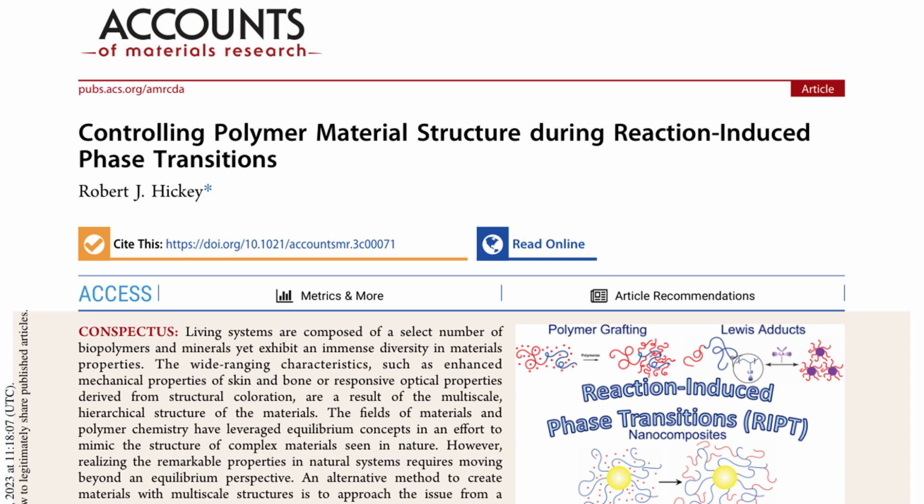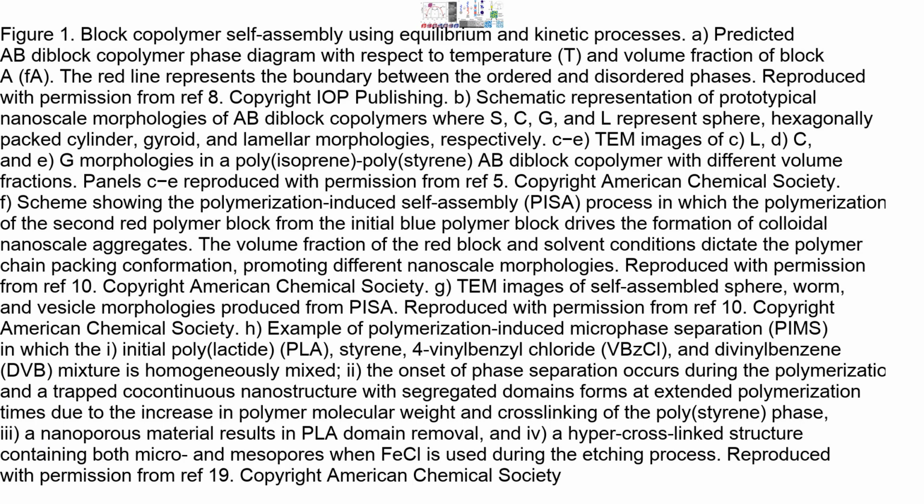The three examples discussed demonstrate the ability to manipulate material structure and properties by inducing phase transitions. The authors highlight the need for further research to explore the kinetics of these reactions and their impact on material structure. Overall, RIPT offers new possibilities for synthesizing materials with tailored structures and properties beyond what is currently achievable through equilibrium-based methods. Figure 1 in the paper is a collection of images and plots illustrating the self-assembly of block copolymers using equilibrium and kinetic processes.